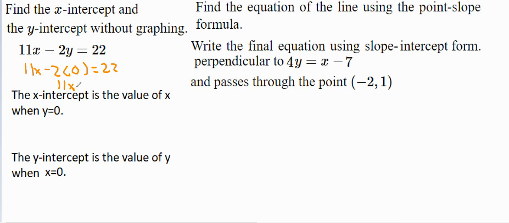11x equals 22, and then we divide both sides by 11. And that's going to give us x equals 2, or as a coordinate point, this would be (2, 0). Make sure you have your parentheses.